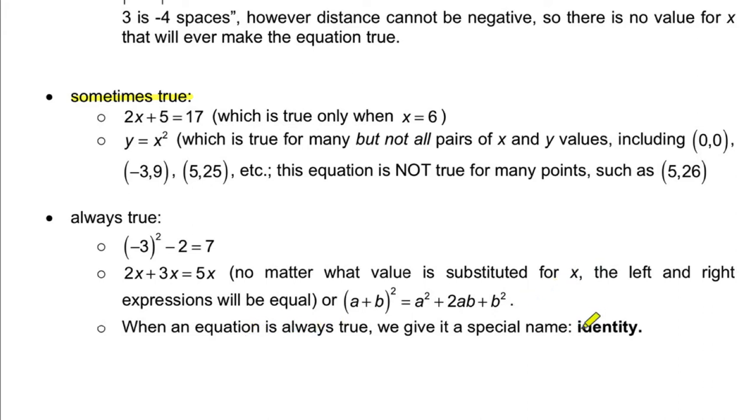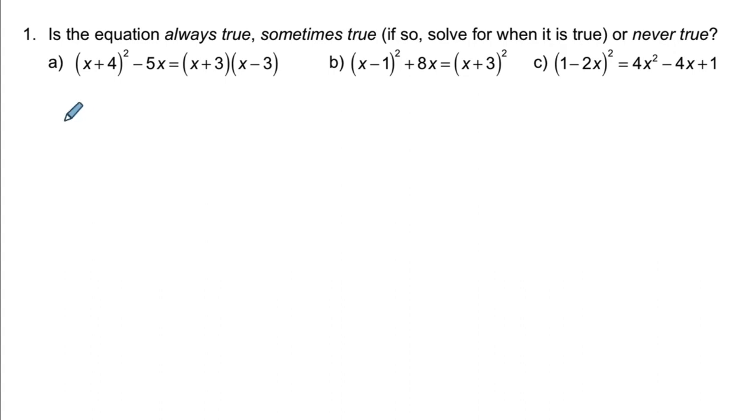An always true equation has a special name called an identity, because the left side and the right side are identical to each other. Let's go ahead and explore this idea in a bit more detail. For question 1, we want to know, is the equation always, sometimes, or never true?